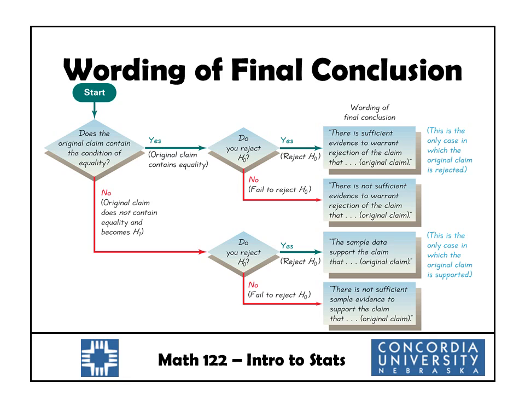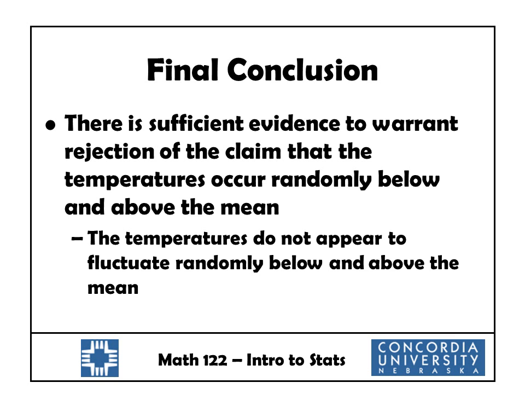Word our final conclusion in the same way. Remember that this type of claim we always go to the right. Do you reject the null hypothesis? Yes, we did. So there is sufficient evidence to warrant rejection of the claim that temperatures occur randomly below and above the mean. So in other words, the temperatures do not appear to fluctuate randomly below and above the mean.